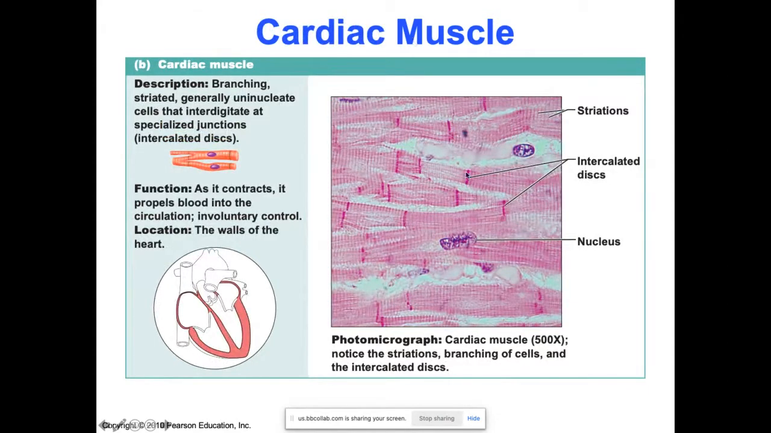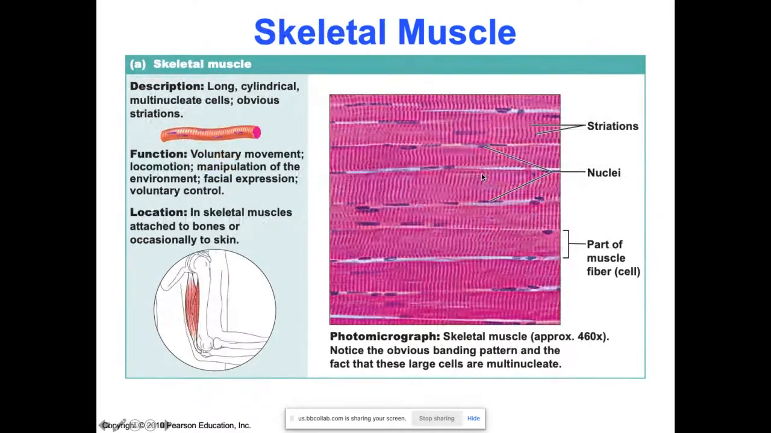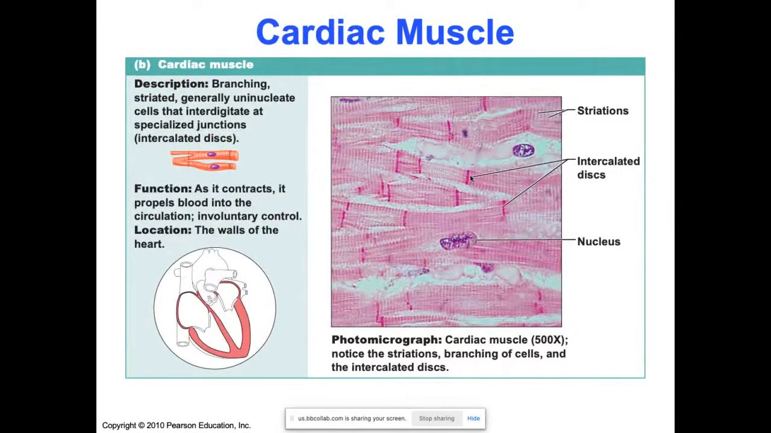Striations are also found in cardiac muscle. The big difference between this one and this one, look at skeletal, let's compare to cardiac. Notice that cardiac is highly branched. There are many branches that come off. That's one major difference, as well as these intercalated discs.